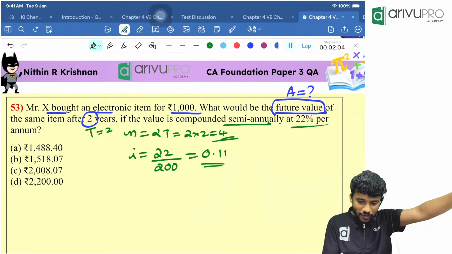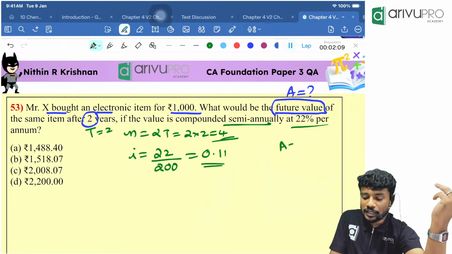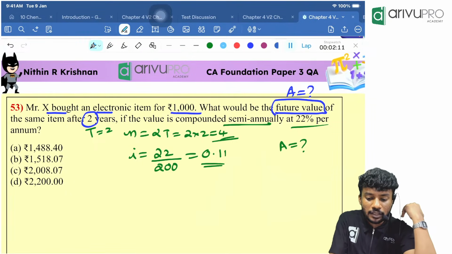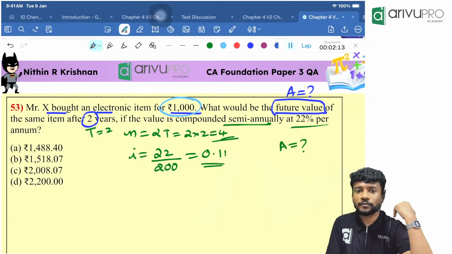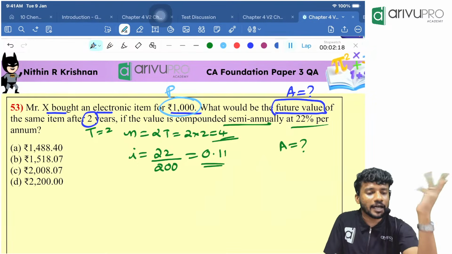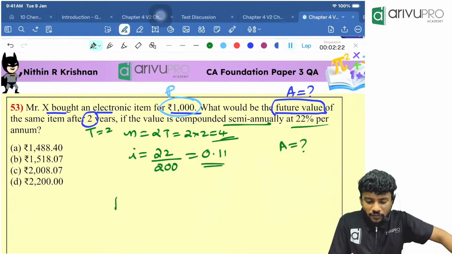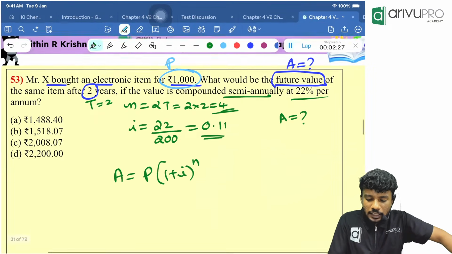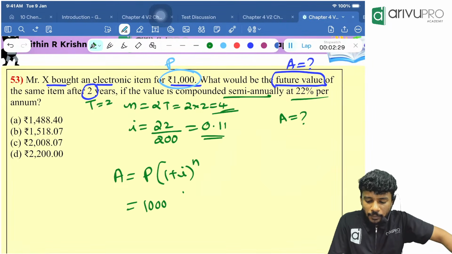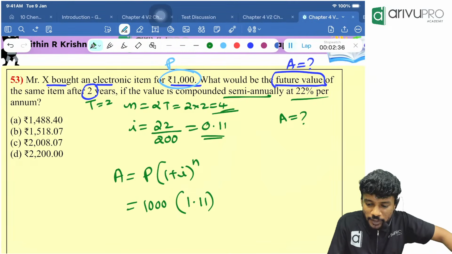We have the I value. We have the n value. Then what are they asking us to find? They are asking us to find the A value. Then what is this 1,000? Whatever we bought for, I will take it as the principal or the current price. That is P, 1,000. Now tell me how to find the value of A. A is P into 1 plus I, the whole power n. That is 1,000 into 1 plus I, which is 1.11, the whole power n, which is 4.